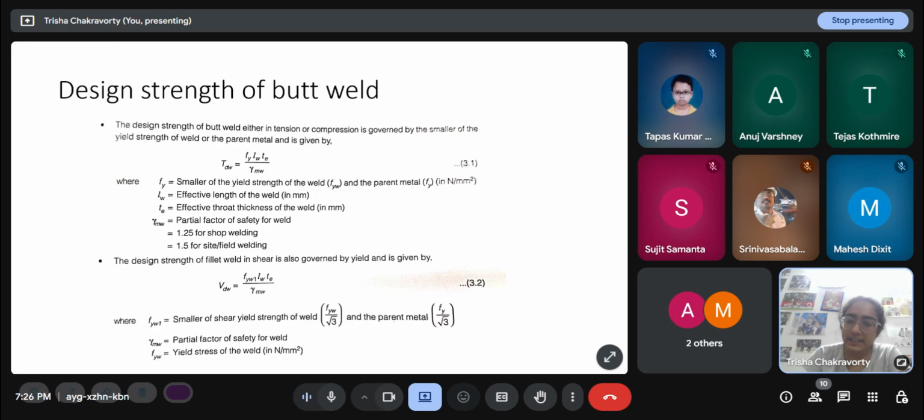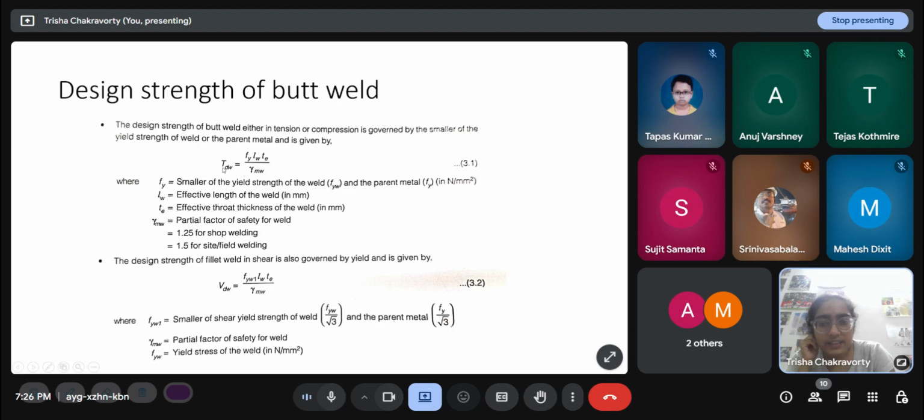So shop welding is assumed to have more control over the process in the shop than on the site. So in shop welding, we put a smaller factor of safety. We assume that it is more accurate anyway, so 1.25 will suffice. While for site welding, we put a pretty high factor of safety. 1.5 is a very high factor of safety for materials. Generally, the strength, the capacity terms have lesser factor of safety, and the loads are multiplied by 1.5, 1.2, that kind of factor of safety.